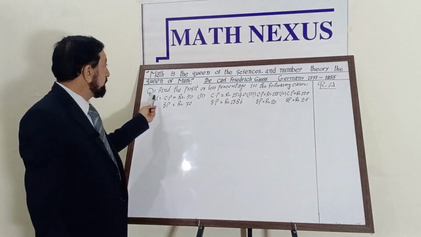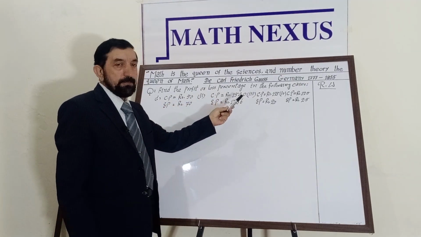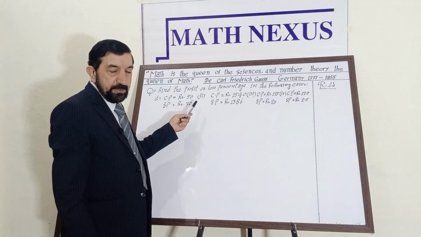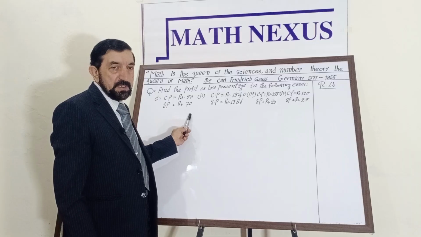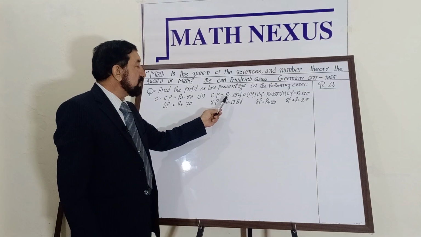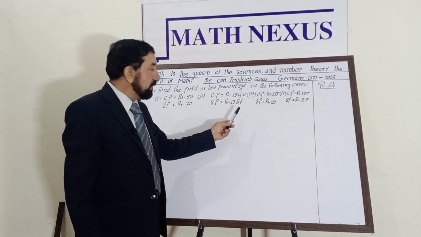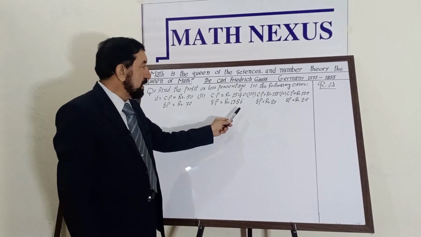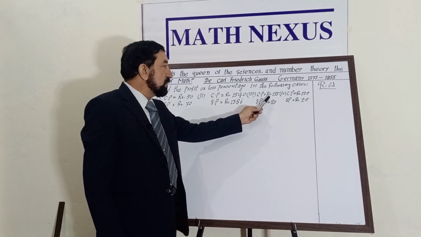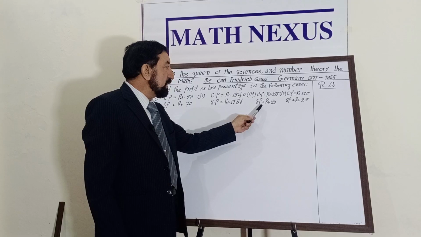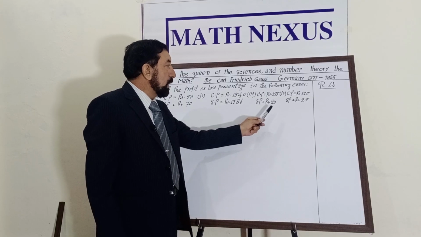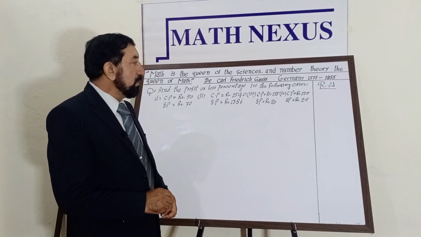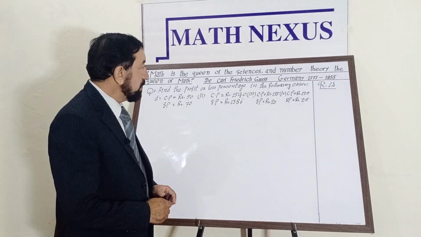Look at the question. Find the profit or loss percentage in the following cases. First, cost price is equal to 50 and sale price is equal to 70. Second, cost price is equal to 1540 and sale price is equal to 1386. In third, cost price is equal to 125 and sale price is 20. In fourth, the cost price is equal to 12.5 and sale price is equal to 2.5.